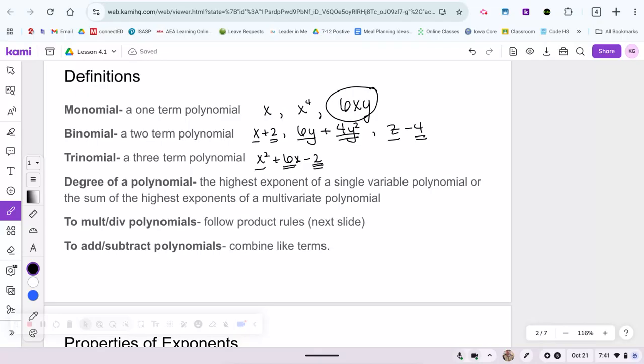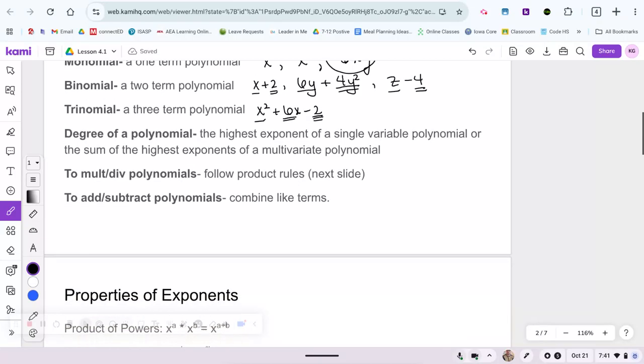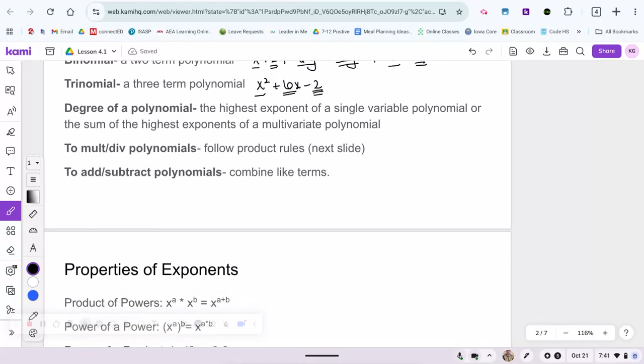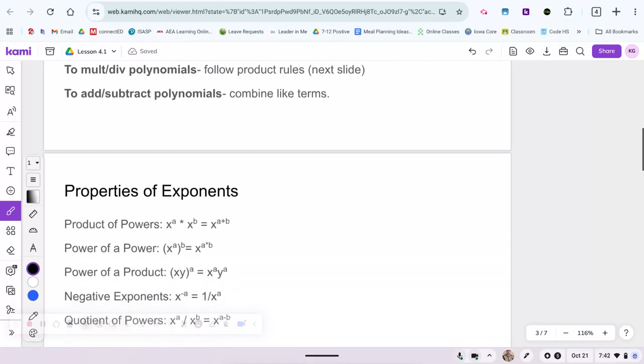Next, we're going to work on multiplying and dividing and adding and subtracting polynomials. So for multiplying and dividing, we have these rules on the next slide. And then for addition and subtraction of polynomials, we'll just combine like terms and we'll do that on another slide.